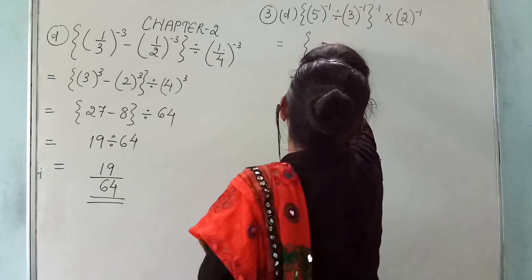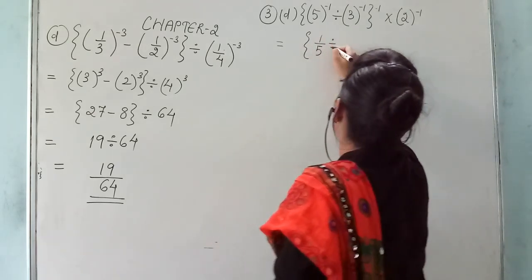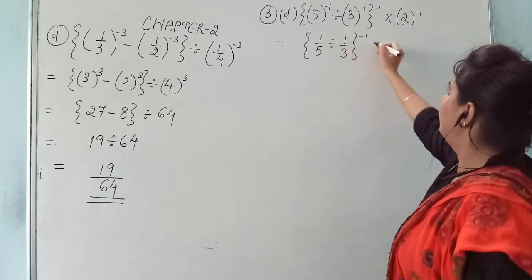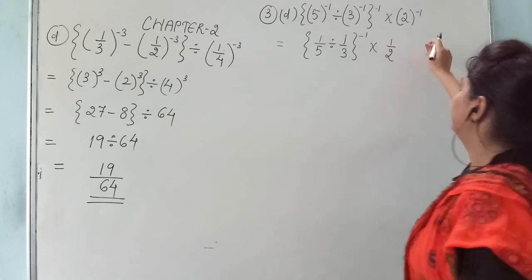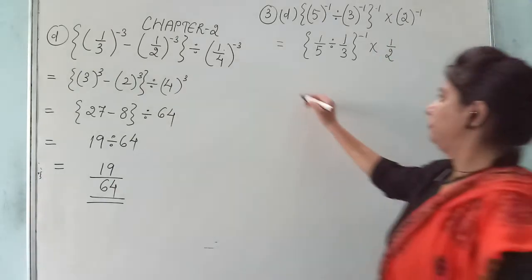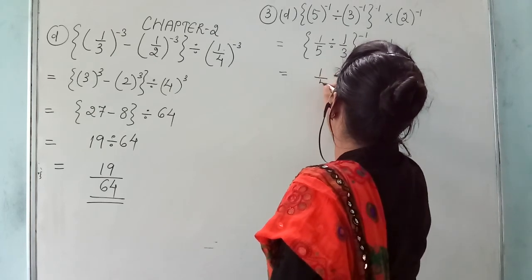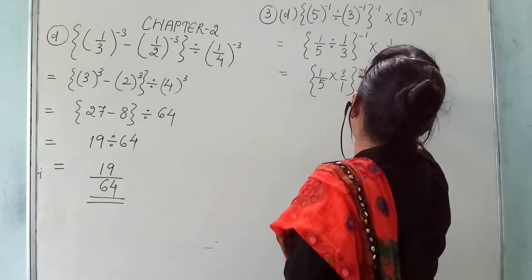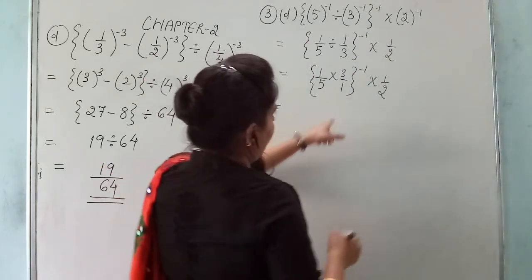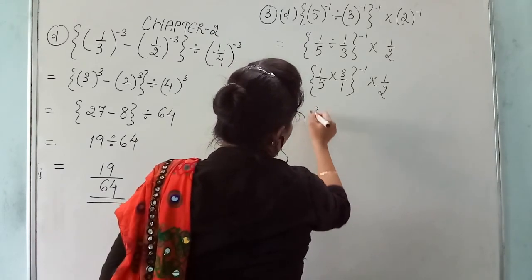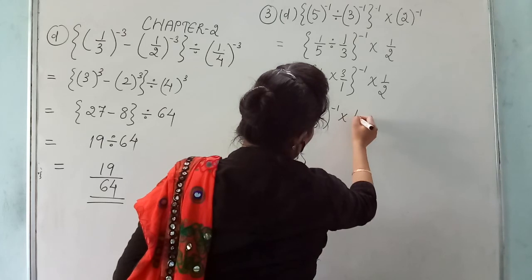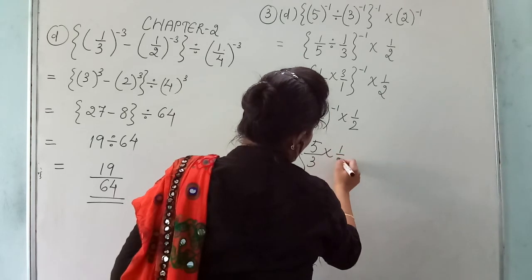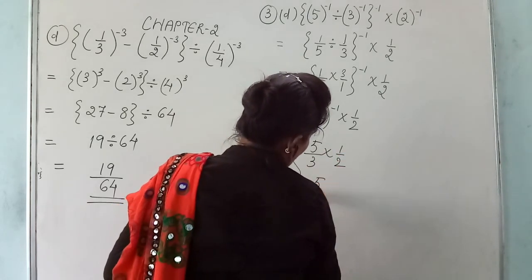We will solve the small brackets. 1 by 5 divided by 3 raised to the power minus 1 will be 1 by 3, whole power minus 1, into 1 by 2. Since the power was 1 and it was negative, this equals 1 by 5 into 3 by 1, whole power minus 1, into 1 by 2. Now it will be 3 by 5 raised to the power minus 1 into 1 by 2. This will be equal to 5 by 3 into 1 by 2, which equals 5 by 6.